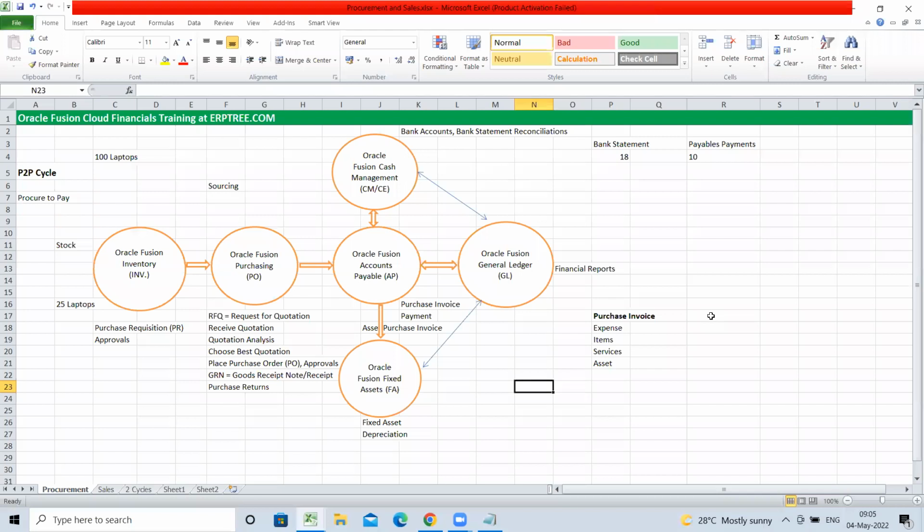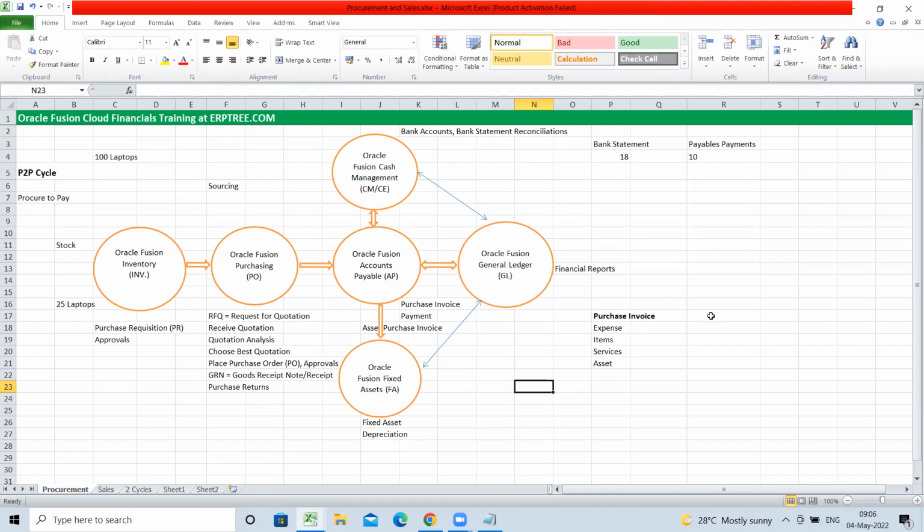The supplier will supply the material and our organization will receive the material and create the GRN, goods receipt note, or you can call it a receipt. And if there is any damage to the item we received, we can perform the purchase return to return the same goods back to the supplier. The purchase department will pass GRN information to the payables department. Based on GRN information, the payables department can create the purchase invoice and make the payment as per due date. The payables department will share the payment information with the cash department for bank statement reconciliation purposes.